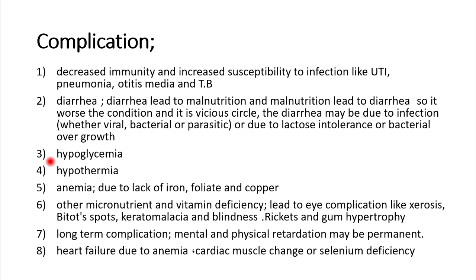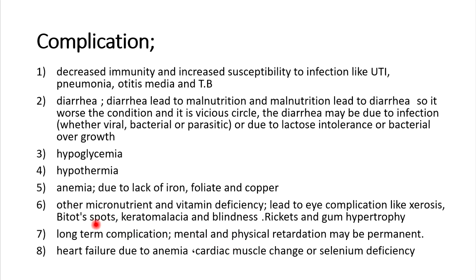Third, hypoglycemia, which is dangerous, leads to brain death if يعني prolonged. Four, hypothermia, decrease in body temperature. 5, anemia, which is due to iron deficiency, B12, folate, and copper deficiency. Number 6, other macronutrient deficiency and vitamin deficiency lead to eye complications like cirrhosis, بايتوت سبوت, كيراتوميليشن and blindness.